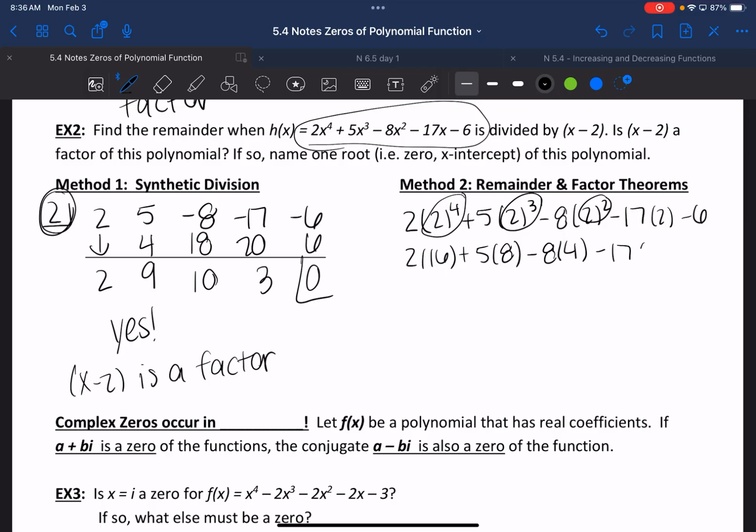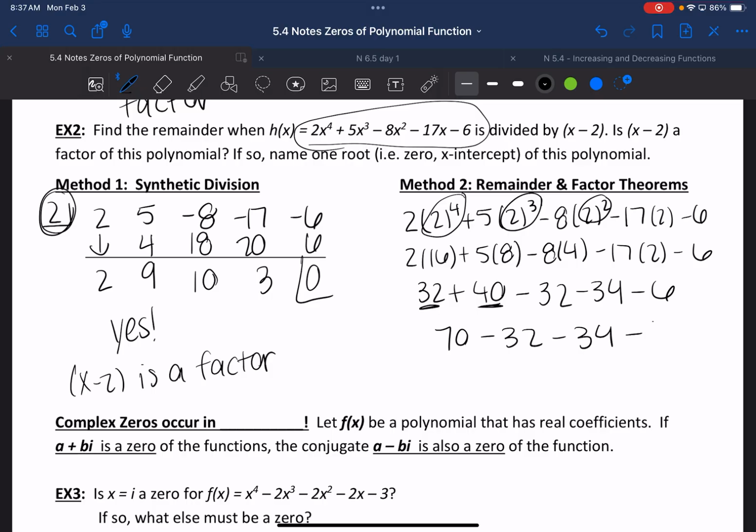All right, okay, so there's all of my exponents. Now I can go and multiply, right? So what is 2 times 16? 32. And 5 times 8? 40. And 8 times 4? And 17 times 2? 34. And then we have our minus 6, right? Okay, so what is 32 plus 40? 72, thank you. So then I'll have 72 minus 32 minus 34 minus 6, right?